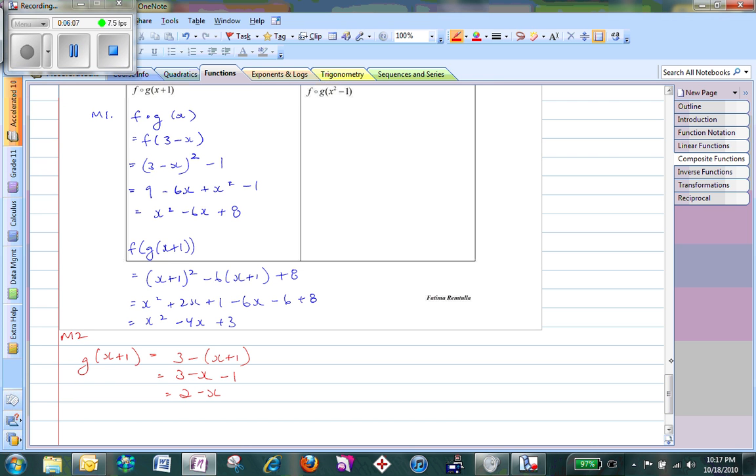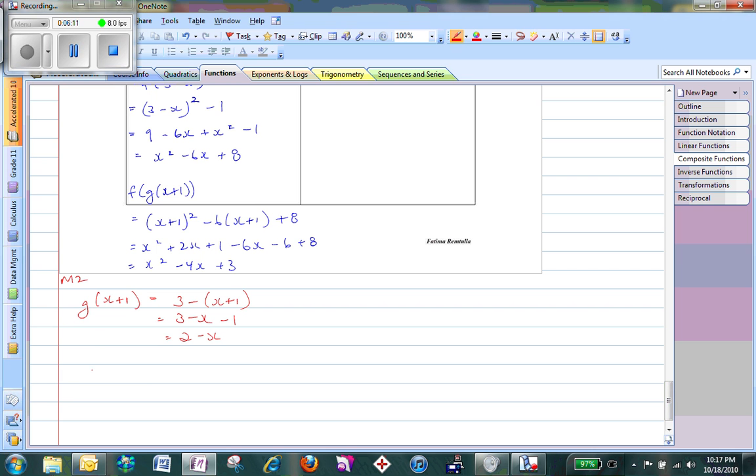Now take that and plug that into f. Well, that's f at 2 minus x, which is 2 minus x all squared minus 1, which is 4 minus 4x plus x squared minus 1, which is x squared minus 4x plus 3. Notice that my answer here and here are the same, so you may choose any method that you'd like.